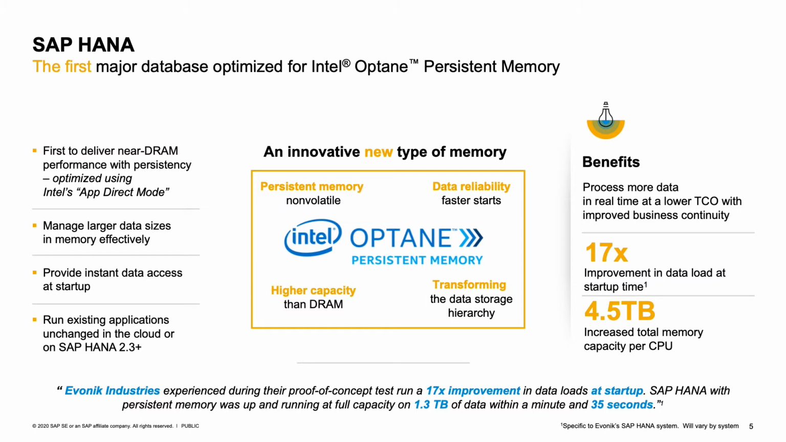But there's more here. Persistent memory has a higher memory capacity than DRAM overall, and also helps deliver a lower TCO because of cost comparison differences between DRAM and persistent memory. With persistent memory, HANA can potentially manage larger data volumes at in-memory speed, potentially up to 4.5 terabytes per CPU. So to take advantage of this technology, you need to at least be on HANA 2 SPS 3. And the best part is no changes are needed to any of your applications running on HANA at all.